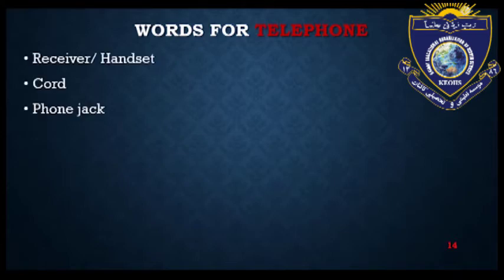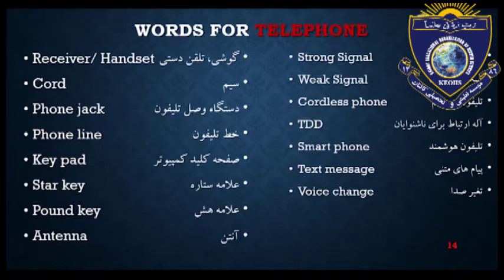Okay, now we're going to start with the first word. What is that? Receiver or handset. Cord. Phone jack. Phone line. Keypad. Star key. Pound key. Antenna. Strong signal.